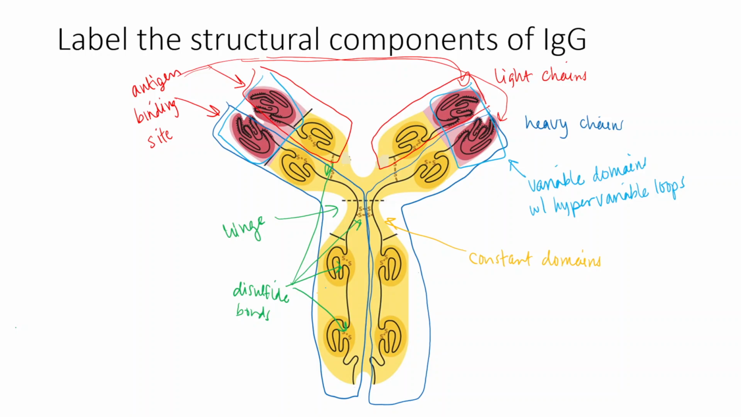What other color do I have? It's purple. Here is a beta sandwich, or an immunoglobulin fold.